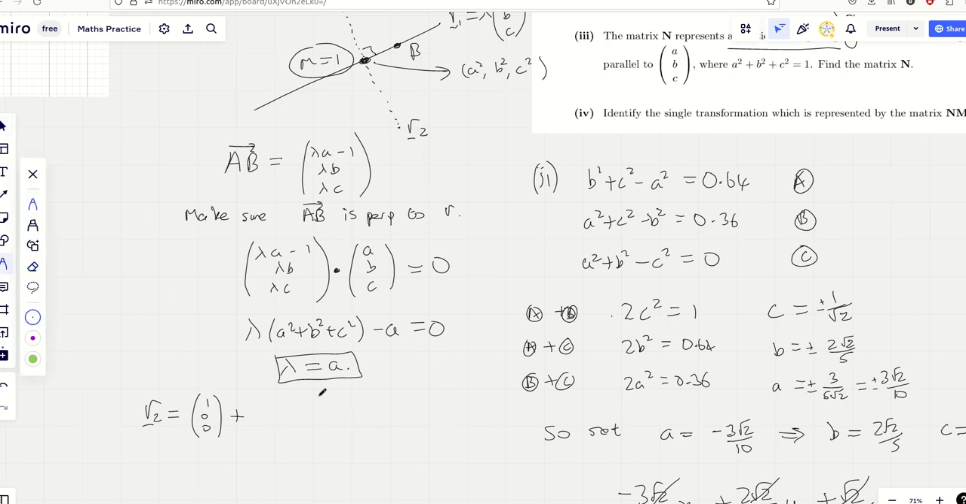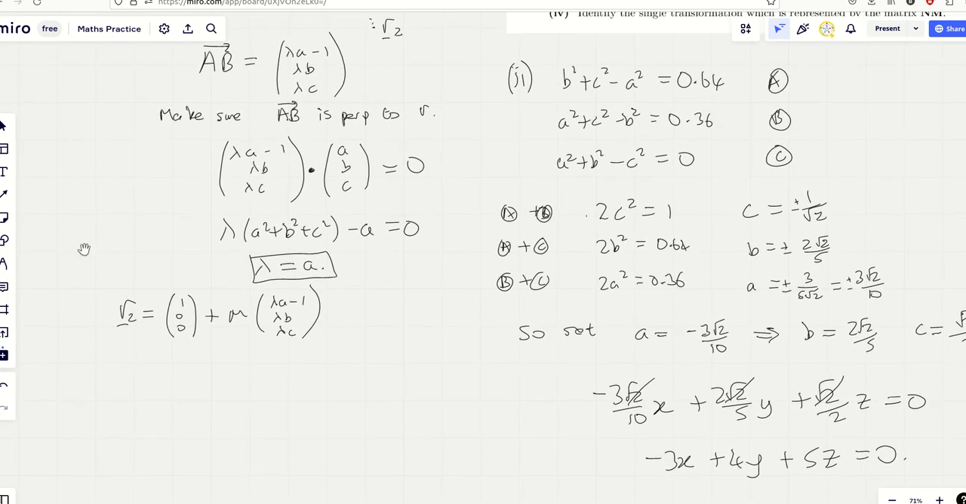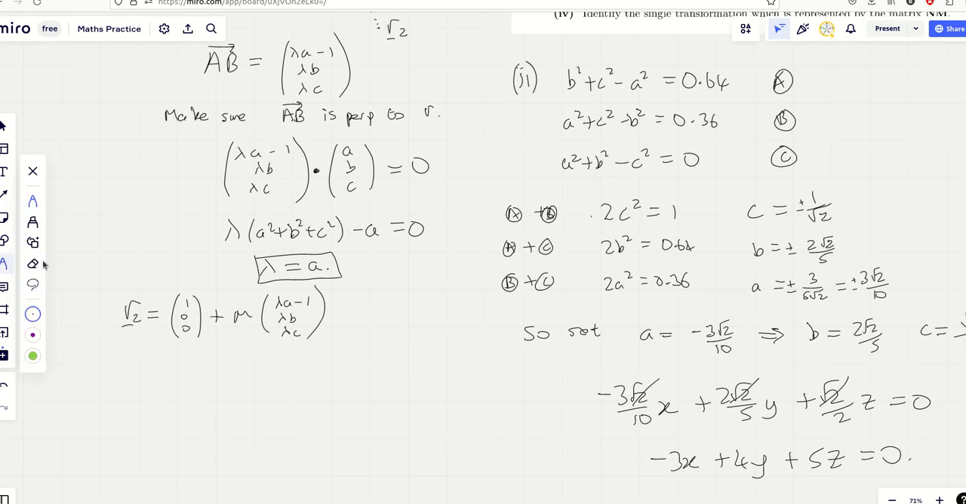Because I've got to write in the lambda there, sorry, plus mu times lambda A minus 1, lambda B, lambda C. Okay, right. Sure enough, oh yeah, and I've got this, I said lambda, yeah, look, this is wrong. Little mistakes creeping in. So lambda is A, that's going to give you A squared, AB, AC, that's better. And then sure enough, and I could have done it before because my thinking was right. Let me just take out the lambda because I don't need that.